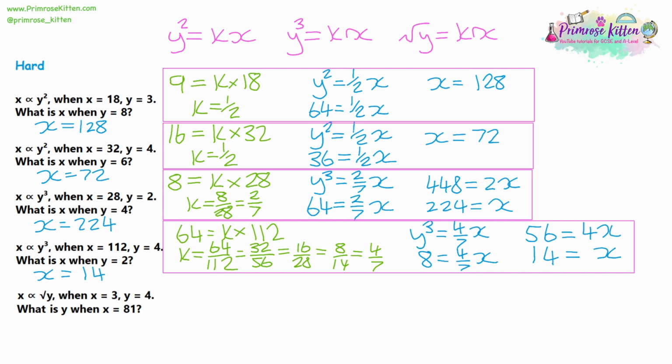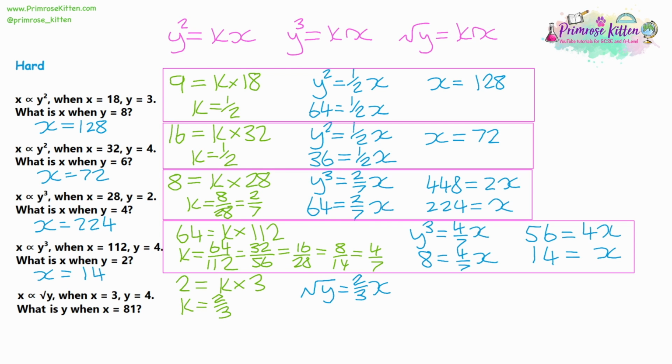Now looking at the final question, x is proportional to the root of y, so we'll use root y equals kx. So y is 4, so the root of y would be 2. So 2 equals kx, x is 3. Let's rearrange. So let's divide both sides by 3 to get k on its own. So k would be 2 divided by 3. And rather than working that out, we can just write 2/3. Let's write out the equation. So the root of y is equal to 2/3 of x.